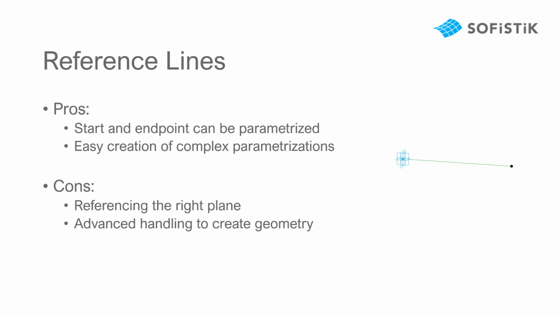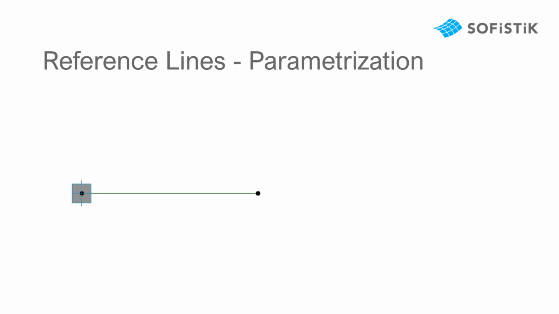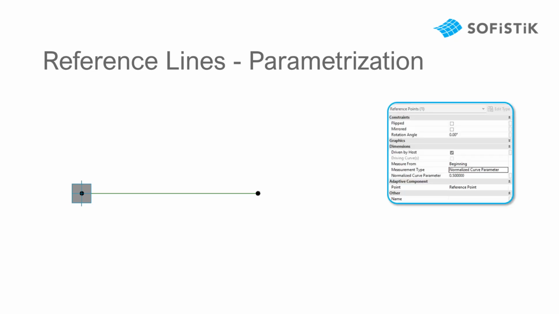What do I mean with that? For example, when we create reference lines, we have the option of simply placing a point on the reference line. This point will now get a reference to the planes of this line, which means that we can tell the program from the beginning, so the start point of the line, we want this point to have a normalized curve parameter offset of 0.5.